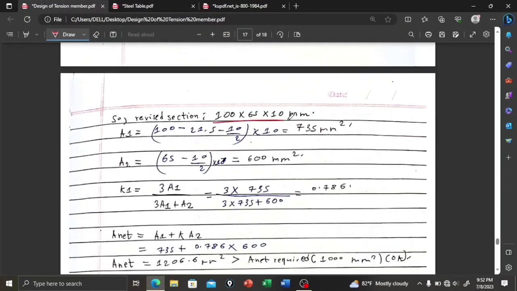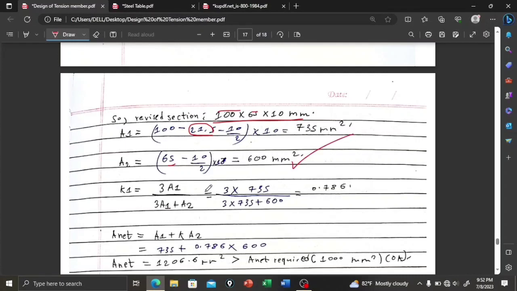100, 65 and 10. So this is the longer leg which is connected in gusset plate. So 100 minus this is the hole diameter, and this is thickness by 2. This is the length multiplied by 10 gives area 735, and this is the shorter side, it's free, so we should not deduct 21.5 here. So thickness by 2, and thickness is 600.